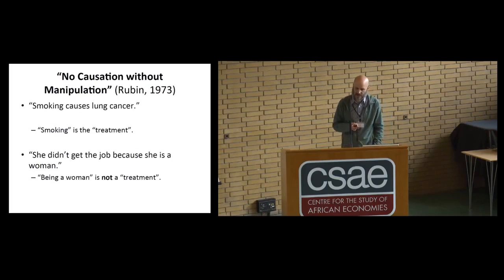So one of them is that I wonder whether it's almost too innovative a paper. This is a quote by Donald Rubin, who's the father, at least for economists and statisticians, of the causal inference literature. He says, no causation without manipulation. So a treatment must involve a manipulation, right? Think of the statement, smoking causes lung cancer.